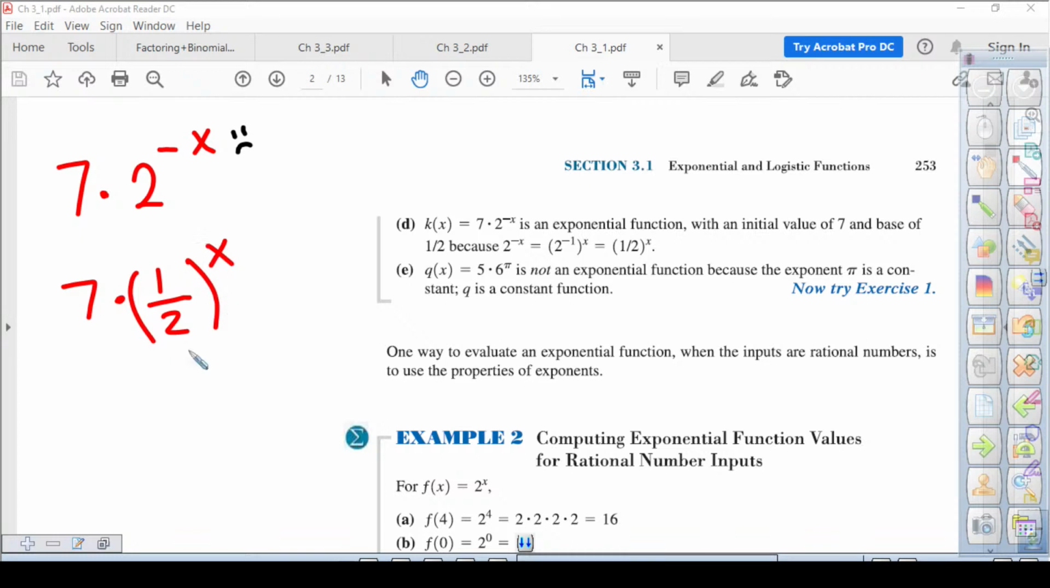So can you tell me, if this 1/2 is the base, is this growth or decay? That's it. It is a decay. That's very true.